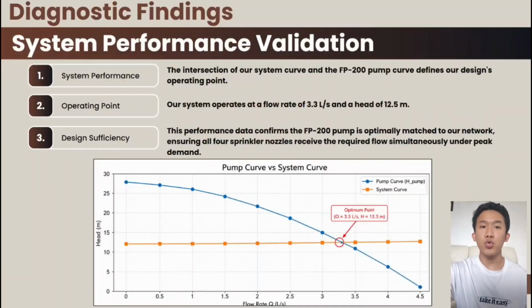Next, let's move on to the system performance validation. As you can see on this performance chart, the intersection of our system curve and the FP200 pump curve gives us an operating point at 3.3 liters per second and 12.5 meters. This confirms that our selected pump is optimally sized to deliver the required flow to all 4 sprinkler nozzles simultaneously at the top floor. And that's all from me.